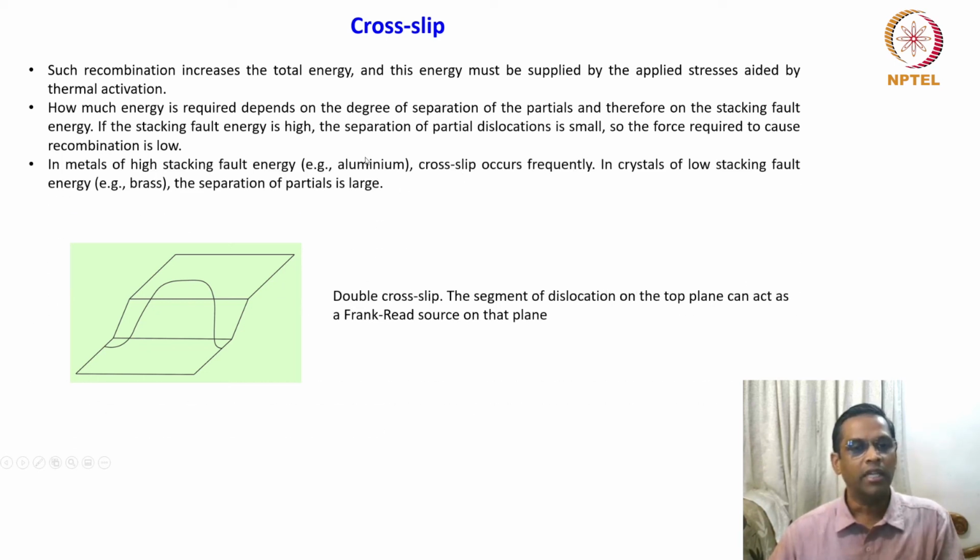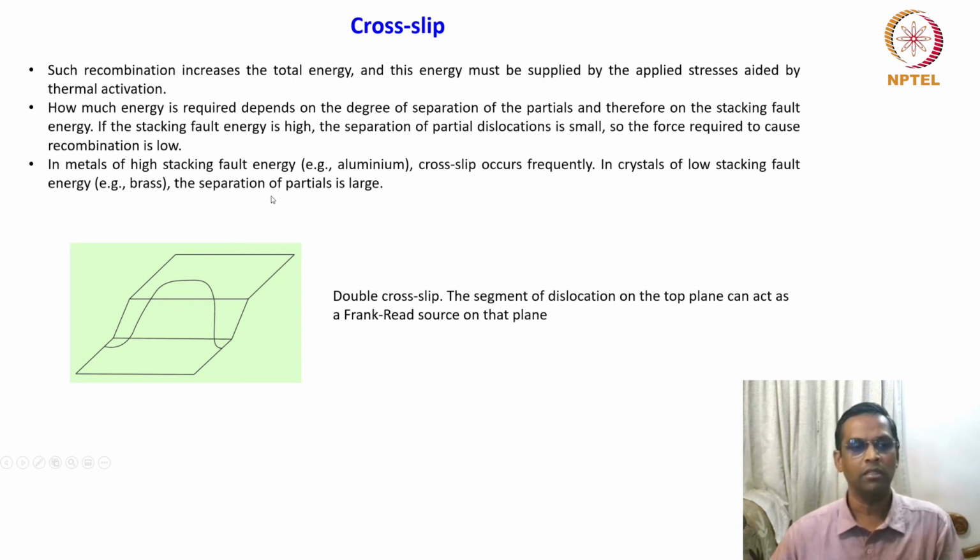In metals of high stacking fault energy, for example aluminum, cross slip occurs frequently. In metals of low stacking fault energy, like brass, the separation of partials is large. So this is one classical example, aluminum and brass. Aluminum will have a stacking fault energy in the order of 200 millijoules per meter square, whereas brass will have close to single digit, 8 to 10 millijoules per meter square.